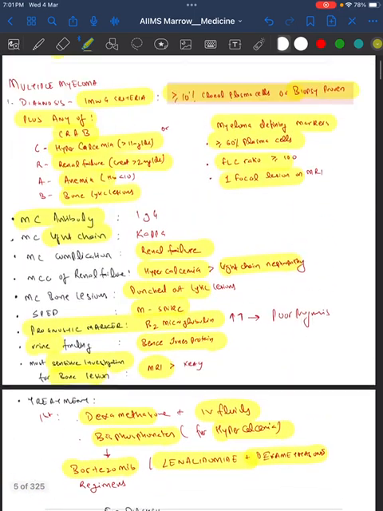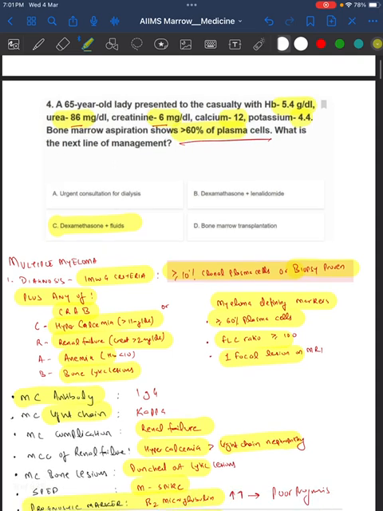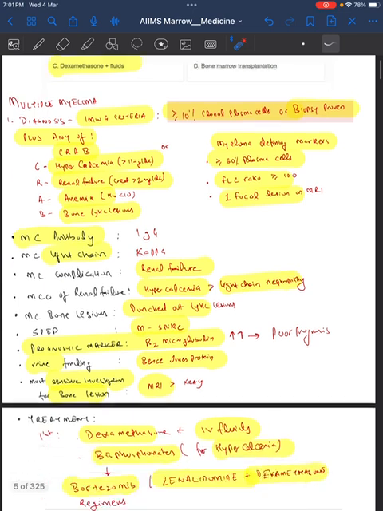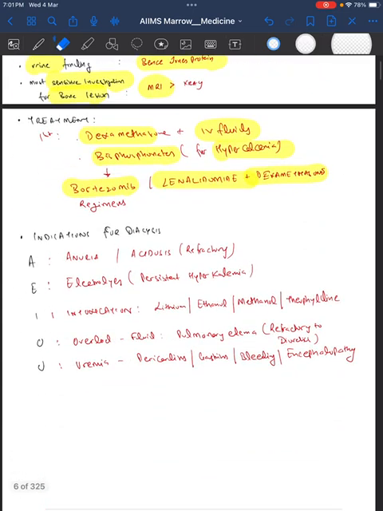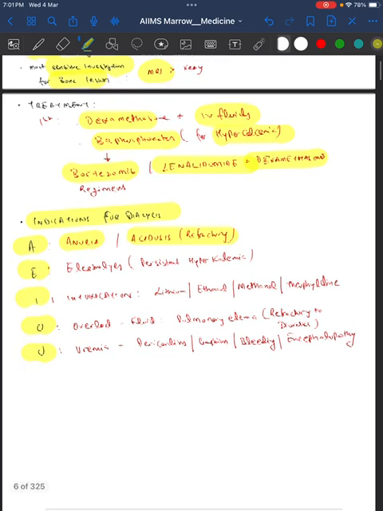Next, another important question is whether there is an indication for dialysis or not. This is another very important question that you should know. What are the indications for dialysis? There is a simple mnemonic: A, E, I, O, U. A for anuria or acidosis, which is refractory to treatment.